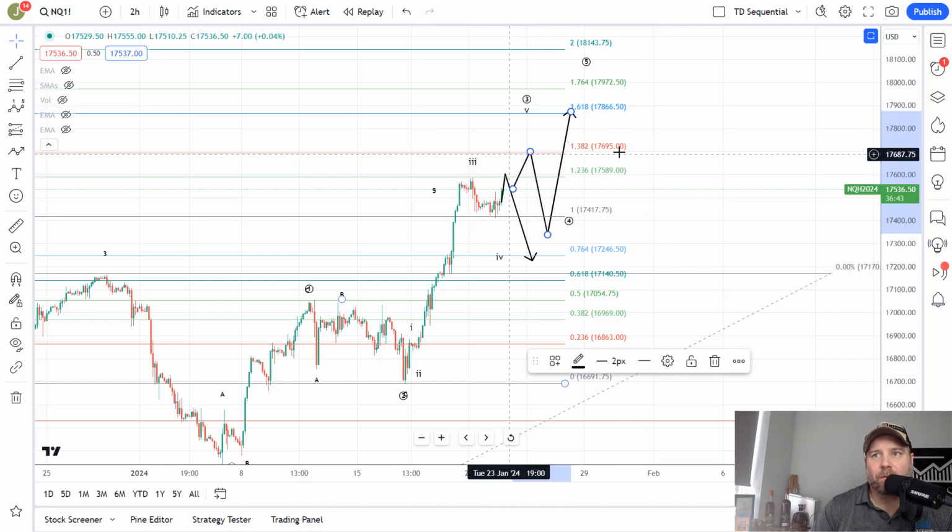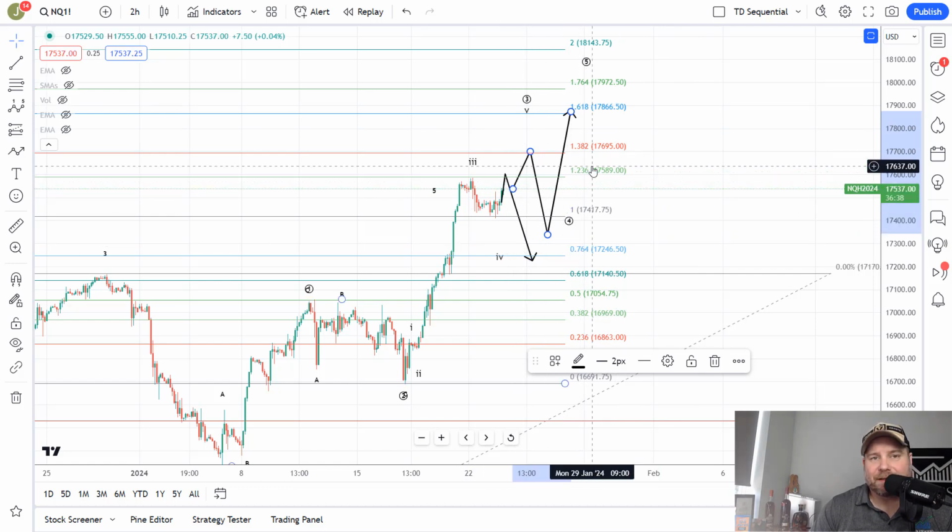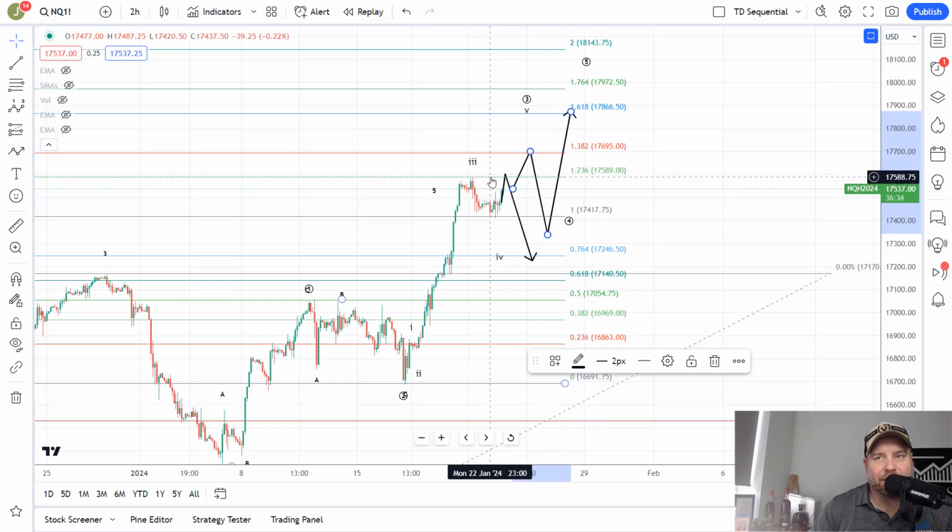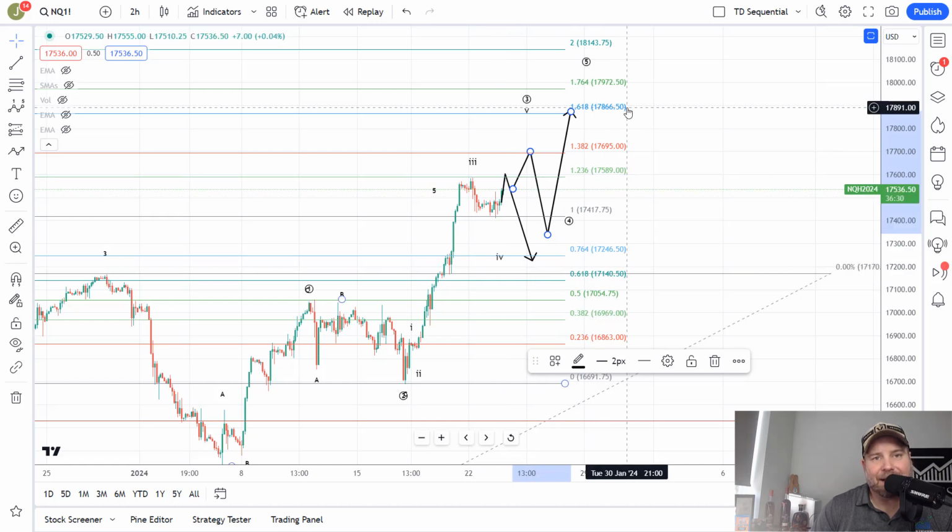So this is what we'd be looking for. A primary path is that they would hit the 49.15 area on the ES, maybe even hold this 17,589 area on the Nasdaq, come back on both charts, test the pivot, then higher from there.